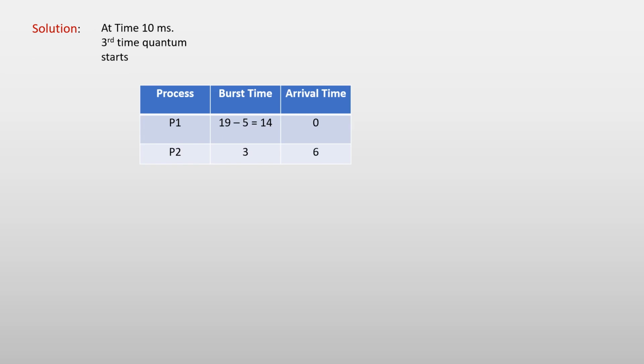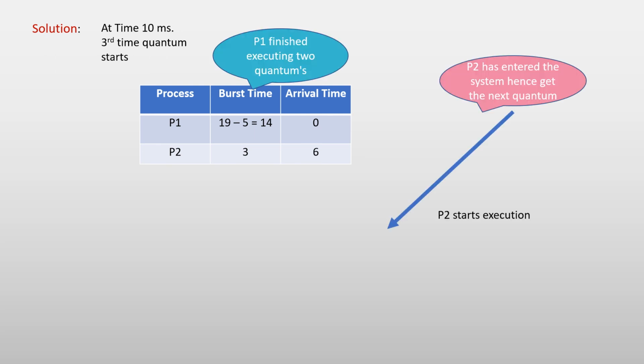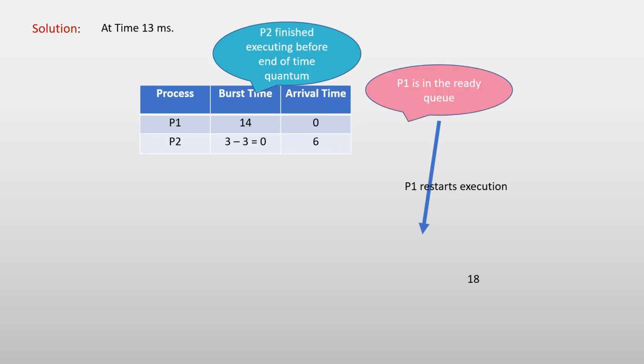After 10 milliseconds, there is another process, P2, in the system. P2 entered the system at 6 milliseconds, so now the CPU is allocated to P2. P2 gets the processing time and finishes at 13 milliseconds and exits. Since P2 is gone, the processor is allocated to P1, and P1 executes for 5 milliseconds, so from 13 to 18 the CPU is allocated to P1.